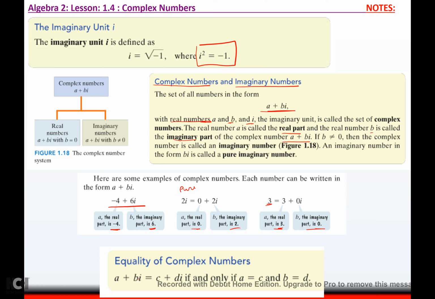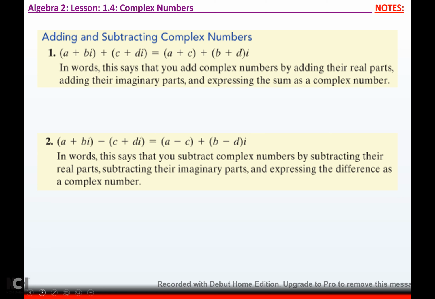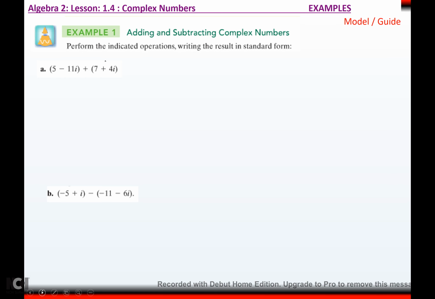The equality of complex numbers says that if you're claiming that two complex numbers are equal, then a has to equal c and b has to equal d. Alright, so when you're adding and subtracting complex numbers, you add the real to the real and the i to the i. Same with subtraction. It makes more sense this way: all you have to do is act like i's are variables when you're adding and subtracting. Until you multiply and divide, i is just like x.